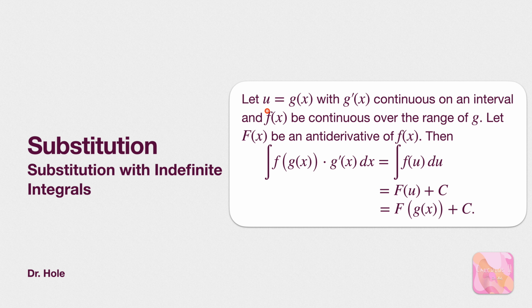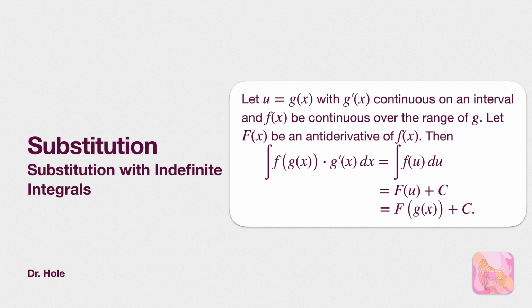Okay, so what's required? Well, we make a definition of a new variable u as a function of the old variable x. We require that that function g has a derivative which is continuous on an interval, and that the function f be continuous over the range of g. All right, so we're going to want to rephrase our complicated looking integral into an elementary integral. So we'll want to have an antiderivative for the integrand little f, and then this computation will go through.